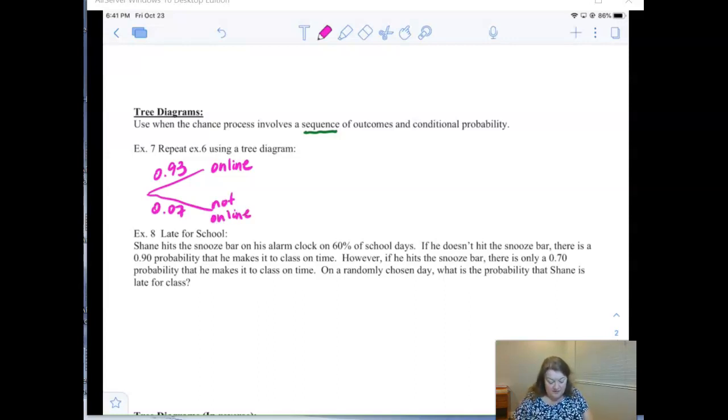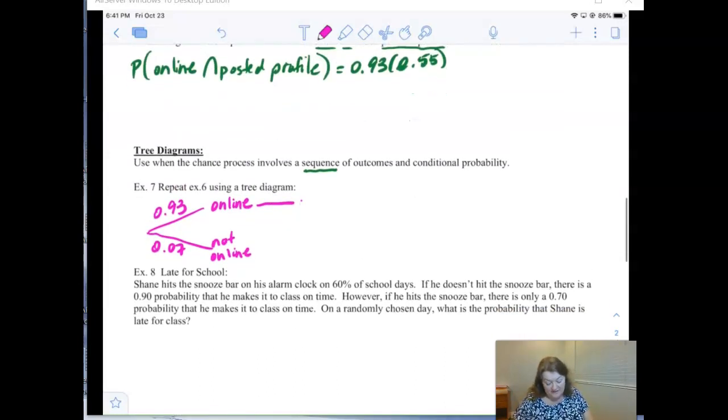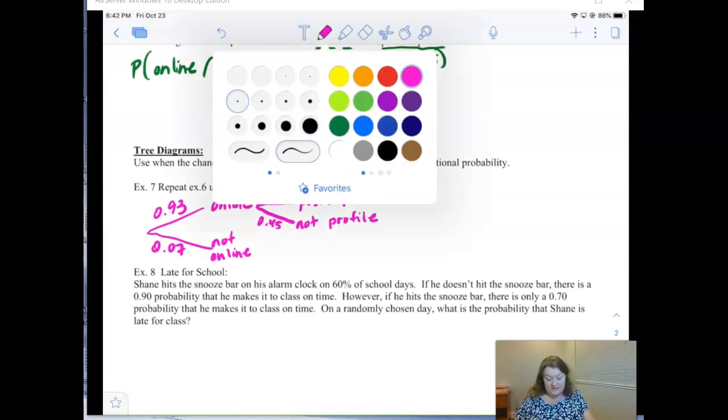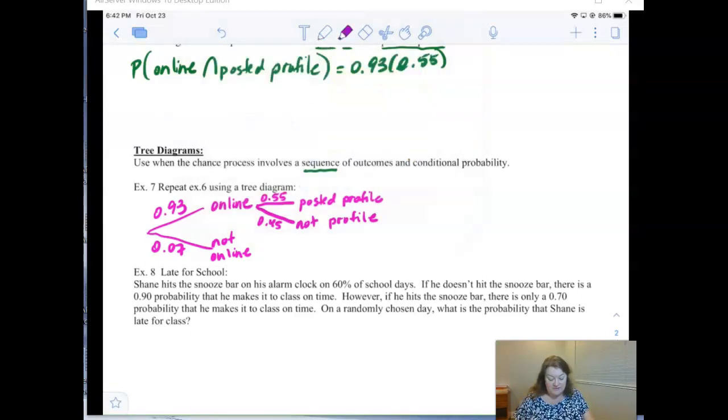Okay, and then if they were online, there was also the possibility that they posted a profile. And we said that the posted a profile percent was 55%. That means that the other one, if I subtract it from 100%, has to be the opposite, which is not posted a profile. So if I'm going to work my way through a tree diagram to get to online and posted a profile, then I'm going to need to follow along that tree and multiply everything that comes along its way. So I want to start out with this one to get to online, and then this one to get to posted a profile. So that's how we're going to work that.